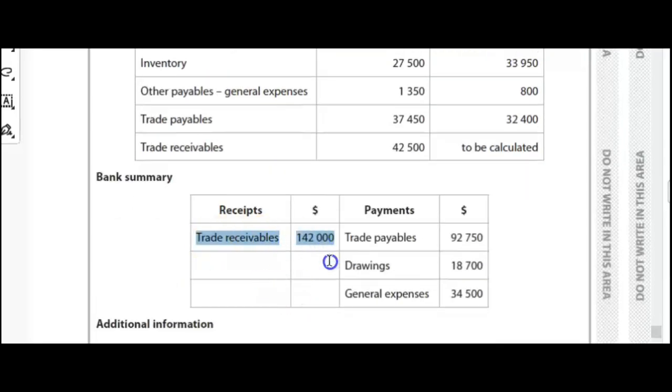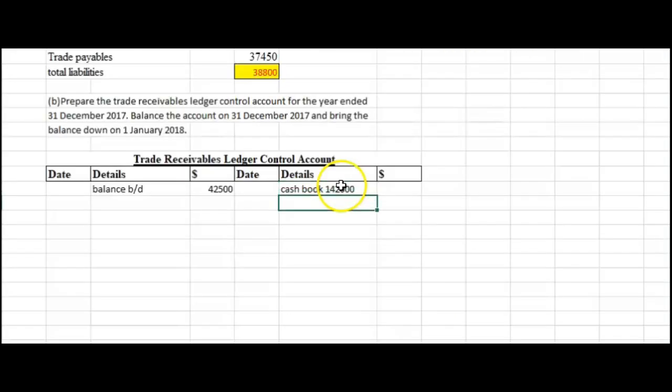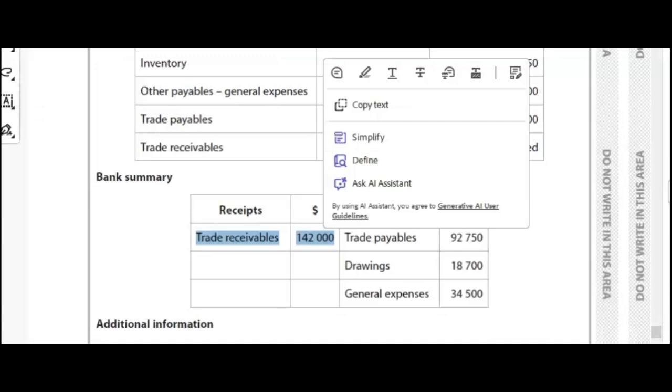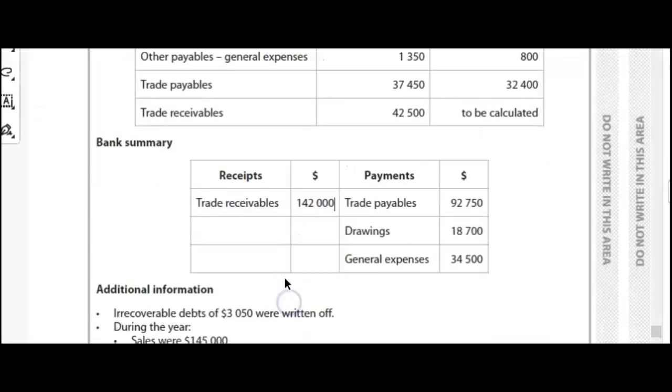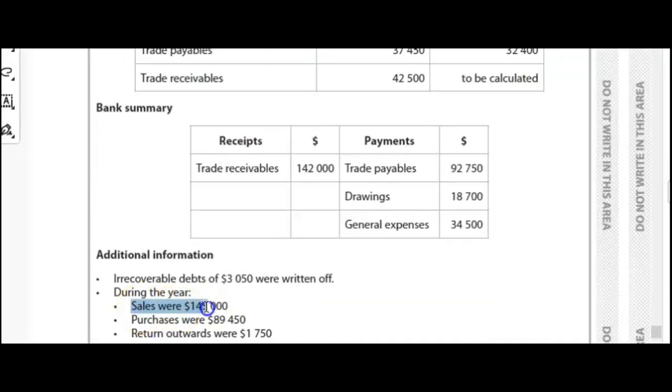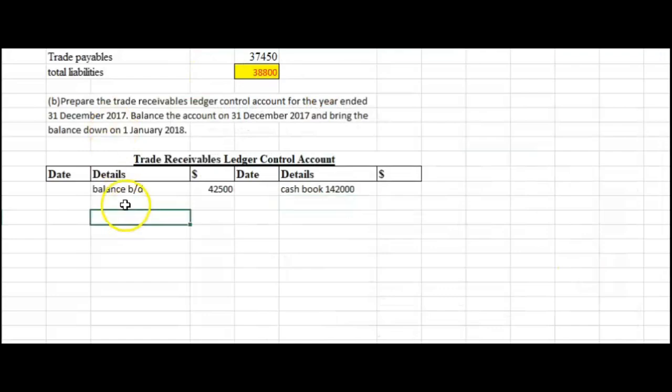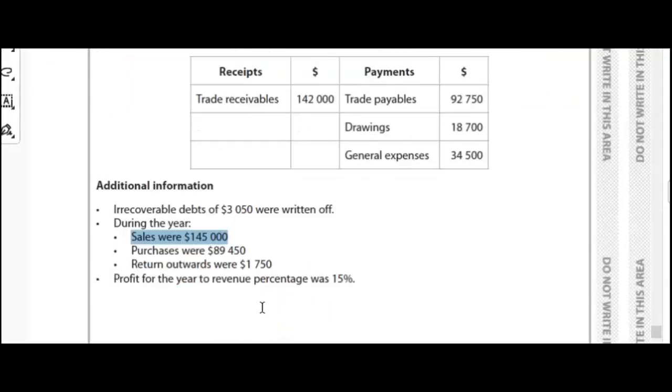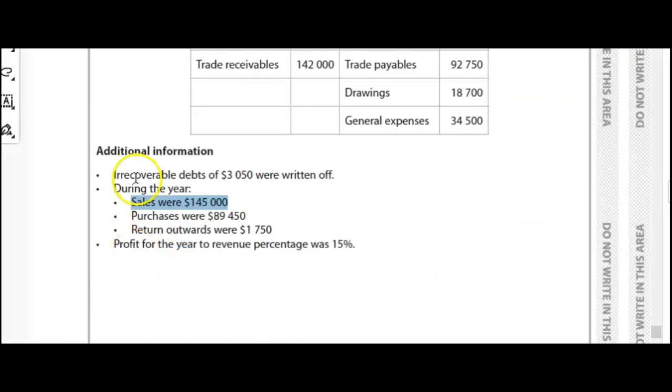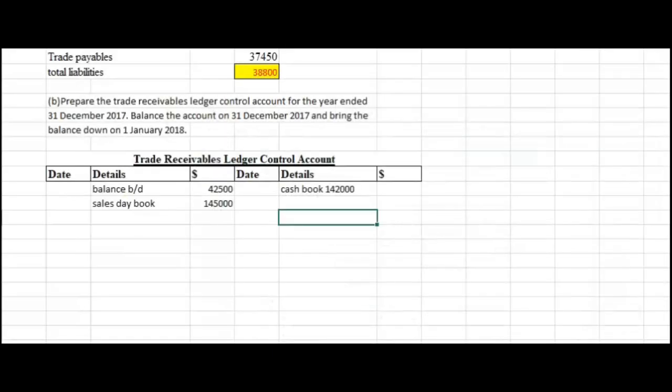Next, look at the bank summary. This is basically the cash book. From here, we can see that Sonali has received 142,000 from her customers. Since customers have paid us, trade receivables decrease, so this amount goes on the credit side as cash book. After that, the question shows sales of 145,000. We're told that all sales are credit sales, so this amount increases trade receivables. That's why we record it on the debit side of the control account.